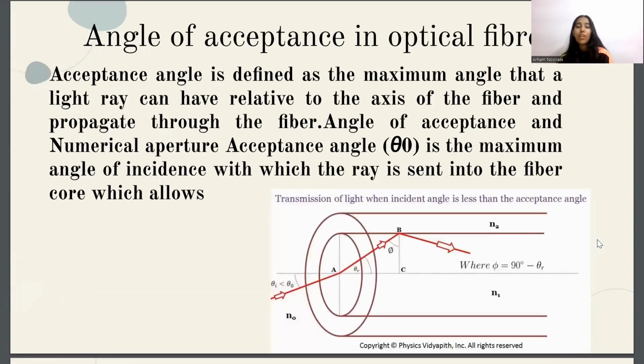Angle of acceptance in optical fibers. Angle of acceptance is defined as the maximum angle the light ray can have relative to the axis of the fiber and still propagate through the fiber. Angle of acceptance and numerical aperture: acceptance angle is the maximum angle of incidence with which the ray is sent into the core of the fiber, which allows propagation.